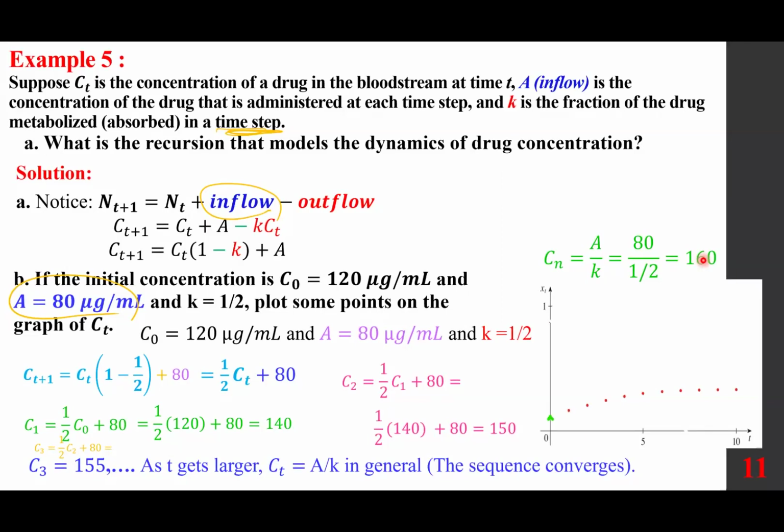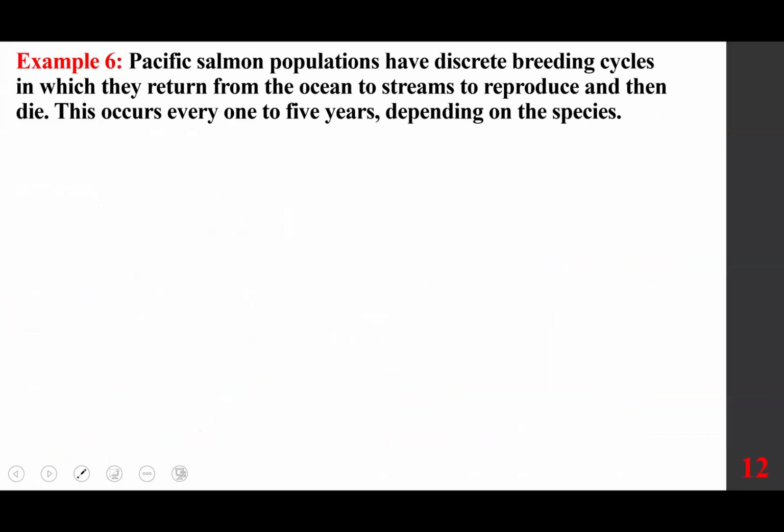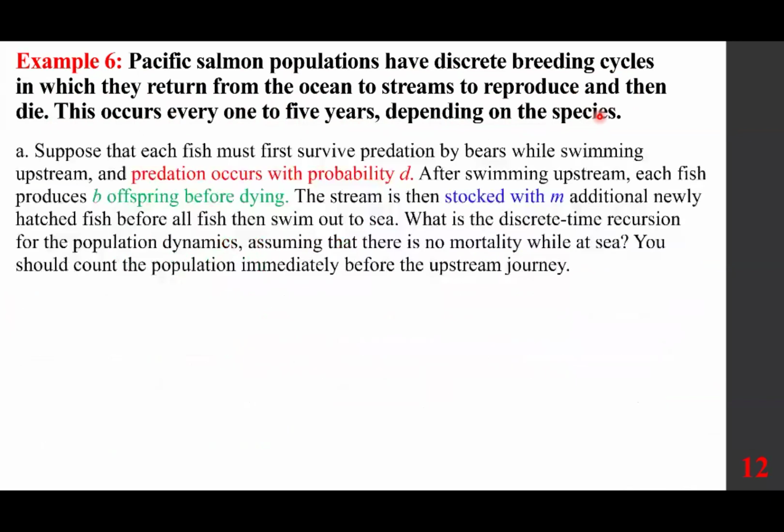All right. Could somebody be kind enough to read this for us? Please. Can somebody read this, please? There are a few parts I want you to help me out. Example 6, Pacific salmon populations have discrete breeding cycles in which they return from the ocean to streams to reproduce and then die. This occurs every 1 to 5 years, depending on the species. Excellent. Could you please continue?